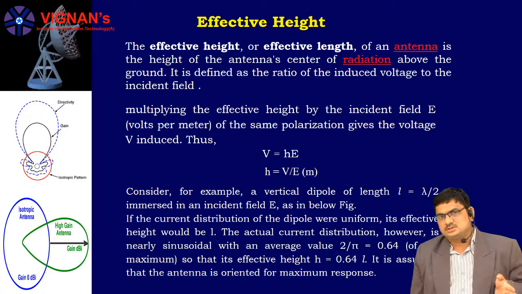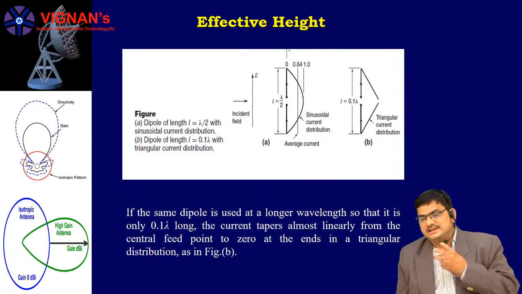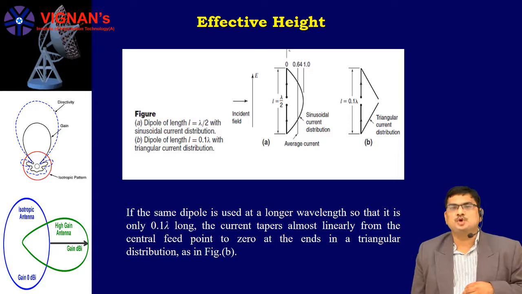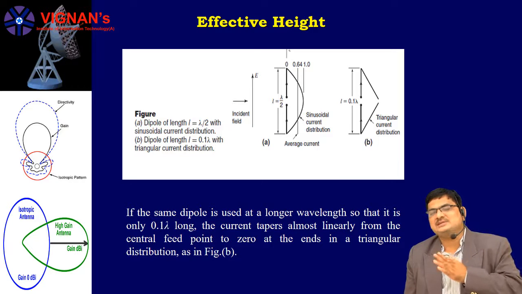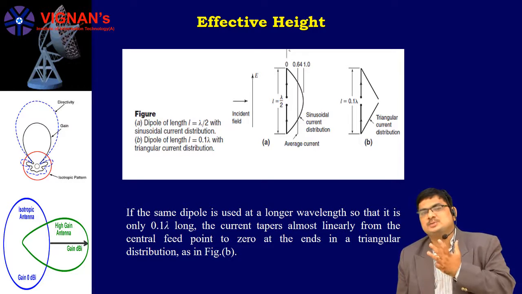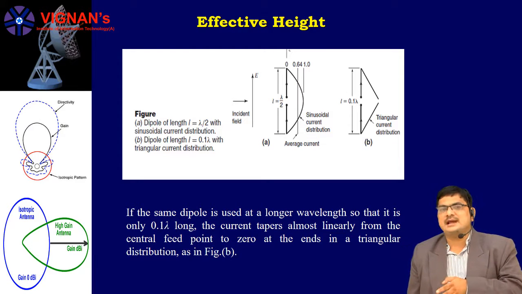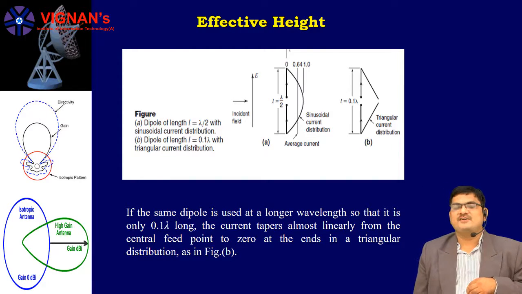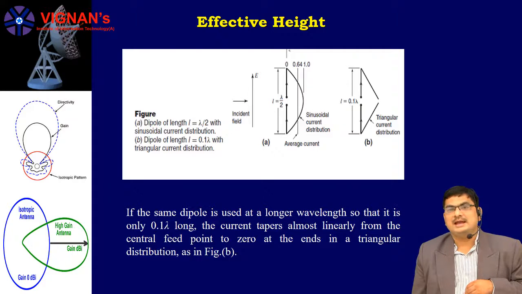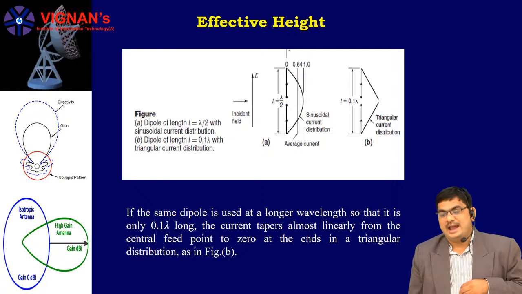Let's go to the second example, where L equals lambda by 10, or 0.1 lambda. The current distribution of this antenna is triangular, and we take the average as 0.5. So H equals 0.5 L. That is the effective height of your antenna.